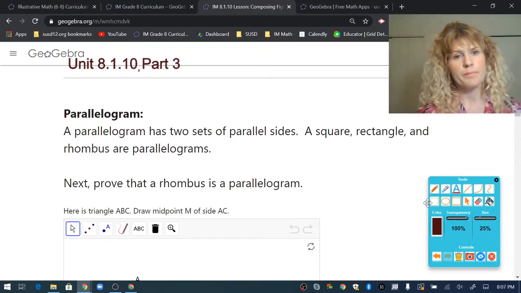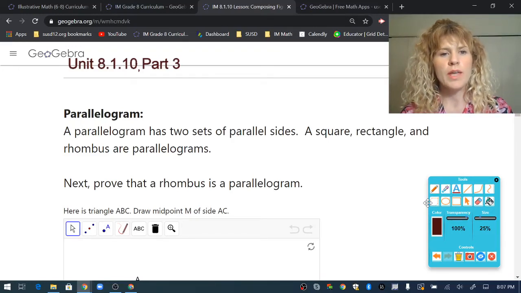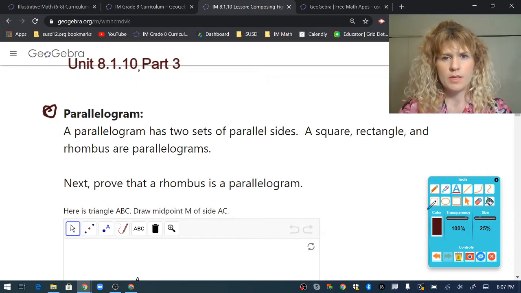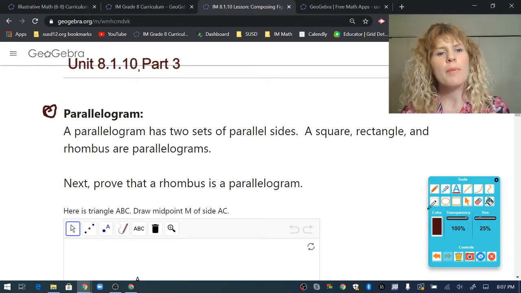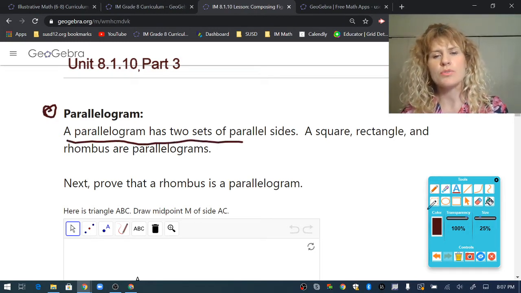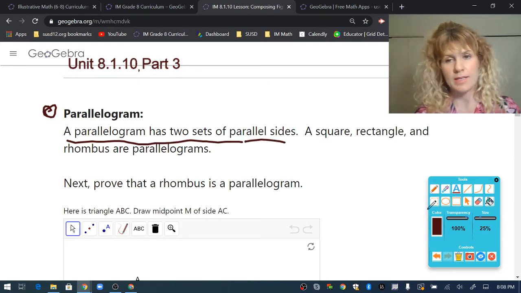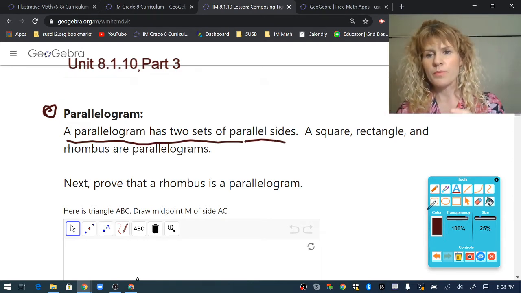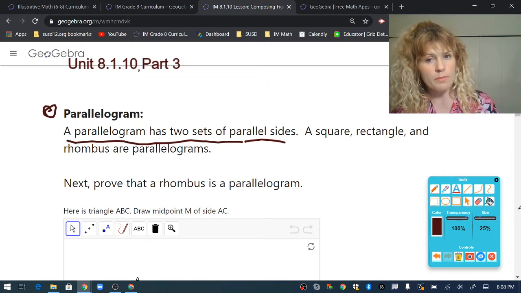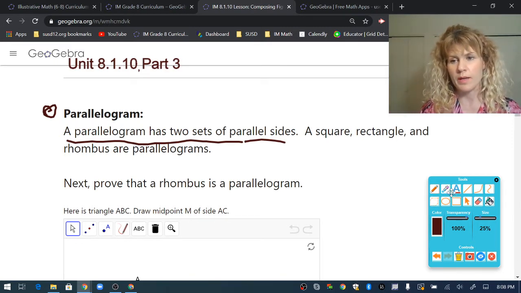Let's keep going. Now, we're going to look at parallelograms. Remember that a parallelogram has two sets of parallel sides. A square, rectangle, and rhombus are parallelograms. Let me give you those examples.